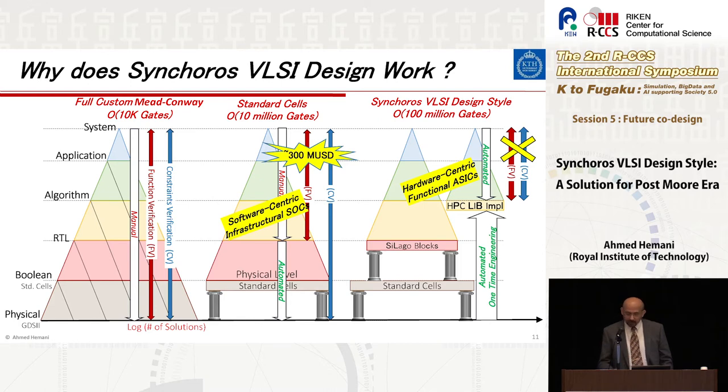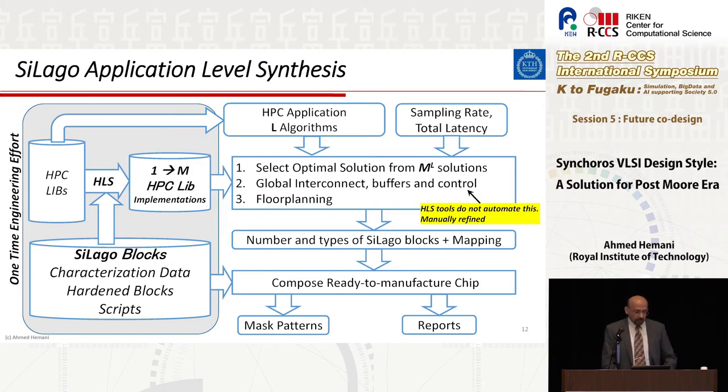And because it is automated, just like you don't do the verification here, you don't have to do the verification there. So you don't have to do the functional verification. And because you know the physical design, you don't have to do the constraints verification either. So you have an end-to-end path for fully automated functional hardware design. Okay, so that's the difference between this style, which is a software-centric design style, and here, which is a hardware-centric, ASIC-like design style.